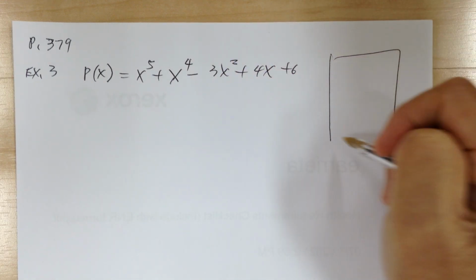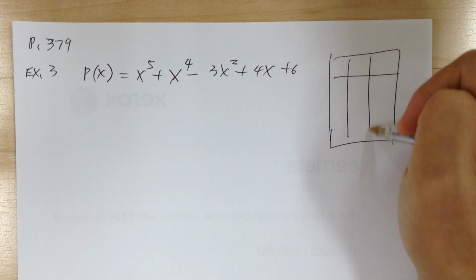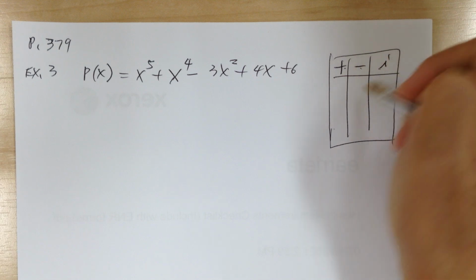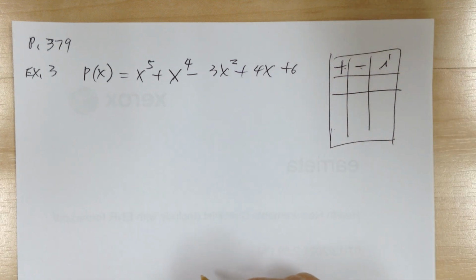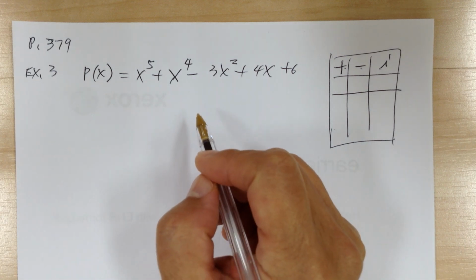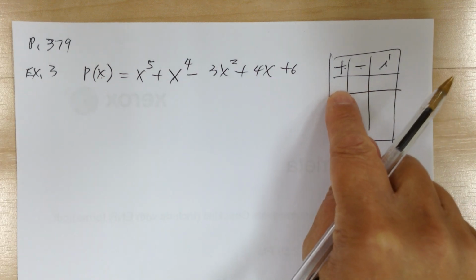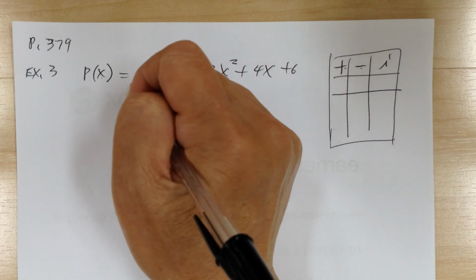Okay, so you're going to make a table with 3 columns: positive answers, negative answers, and imaginary. Okay? So Descartes rule of sign says that you want to see how many times you change sign. So this is positive x. So this would be how many answers you can have for here. Okay? So this is positive.